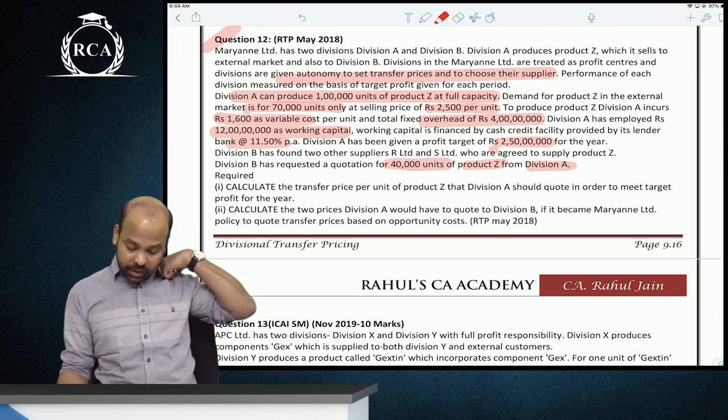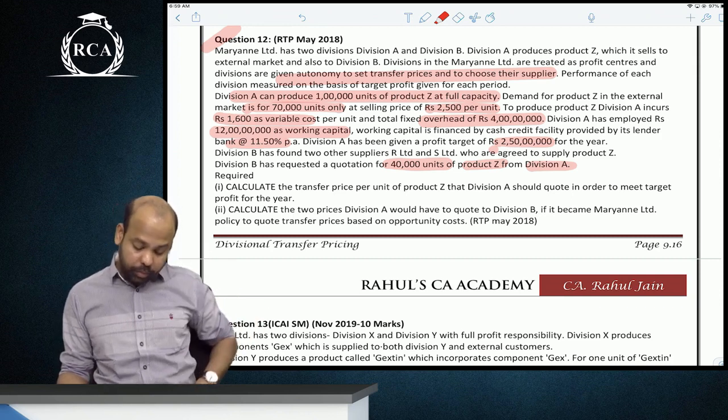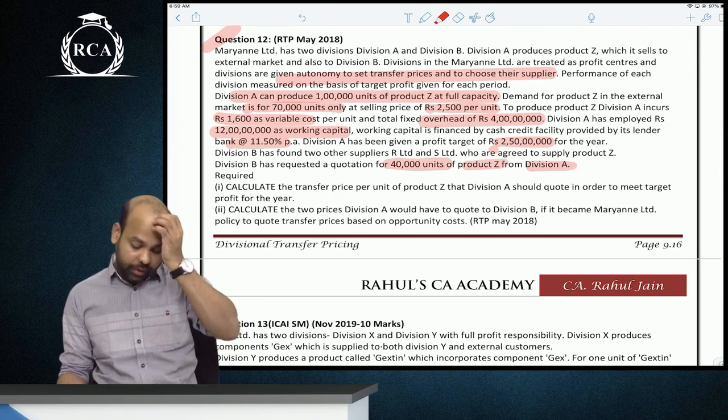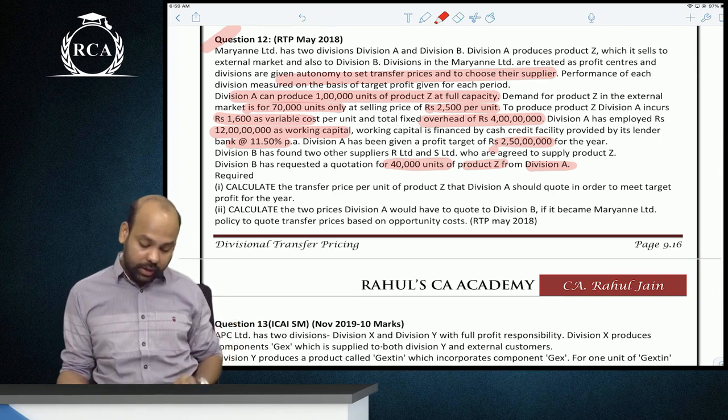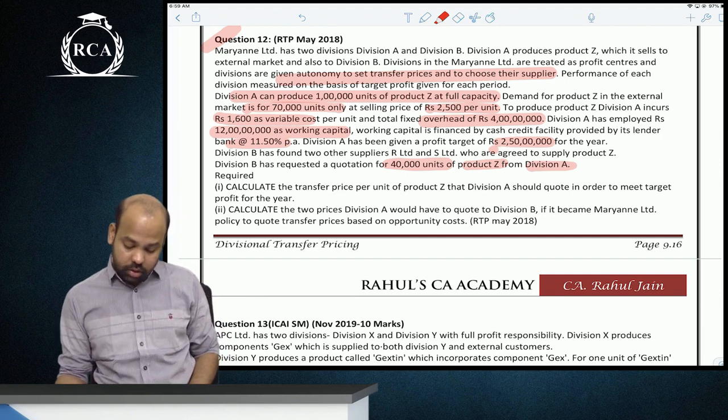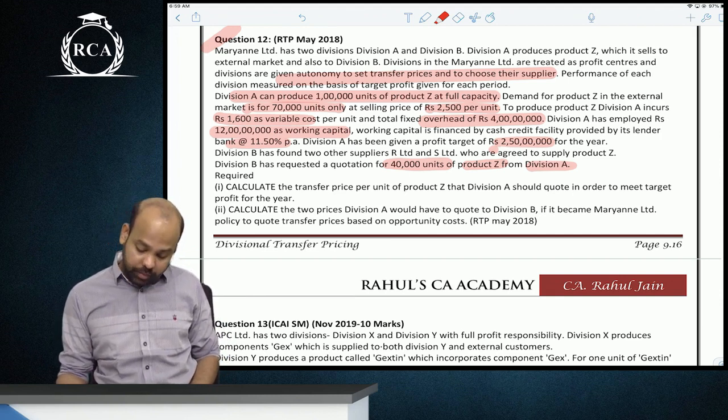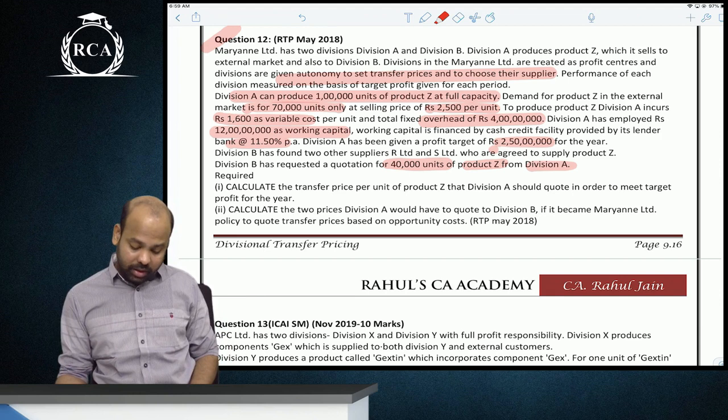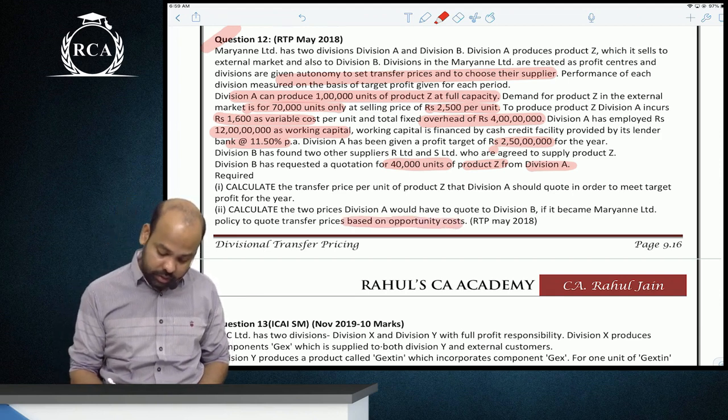Calculate the transfer price per unit of product Z that Division A should quote in order to meet target profit for the year. Also calculate the two prices Division A would have to quote to Division B if it became Mariana Limited policy to quote transfer prices based on opportunity cost.